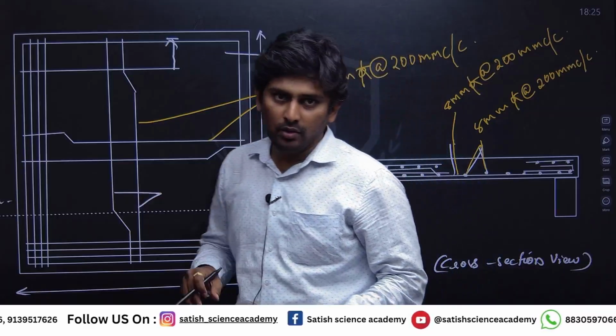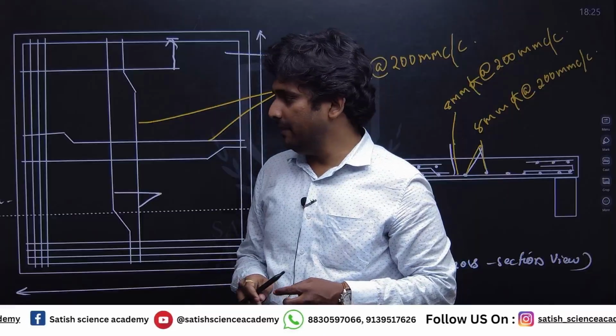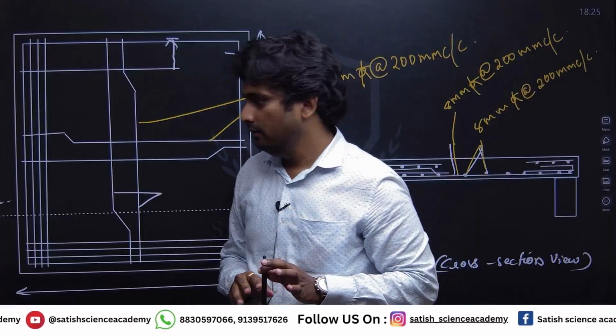So the slab part is done. All three types of slabs are done, that is cantilever, one-way slab and two-way slab. We'll wind it up here.